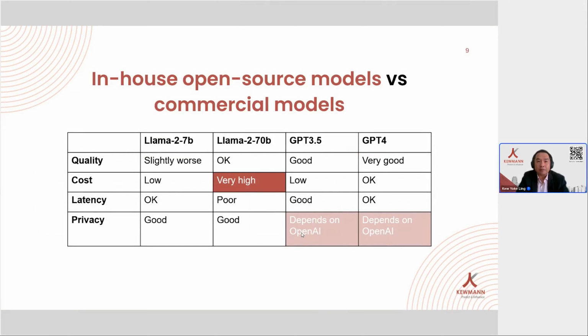So the next thing is the in-house open source models versus commercial models. That's actually the differences that we have seen, right? So Llama 2 versus GPT 3.5 and 4, and you can compare across the quality, the cost, the latency, and also the privacy, right? In this case, we can see that for pretty good quality, open source models like Llama 2, which is powered by Meta, the cost can be very high, right? So that's something that we need to take into consideration.